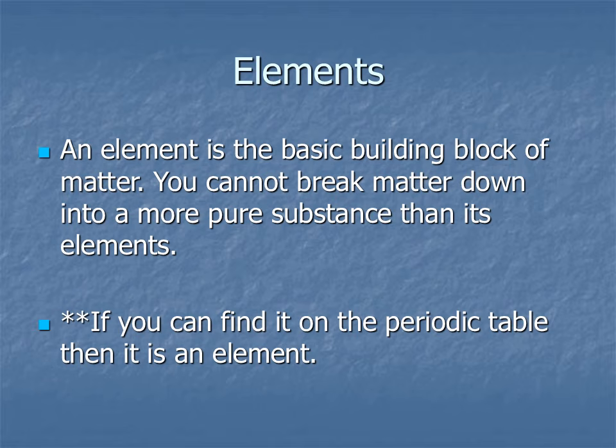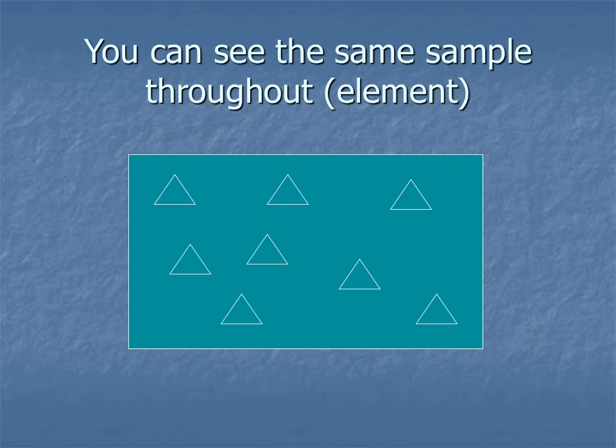All right, an element is the basic building block of matter. You can't break matter down any farther than into an element. So it is its most pure substance. Now, elements are made up of protons, neutrons, and electrons, but as far as breaking it down into anything that's more pure, an element is the purest that it gets. And if you can find it on the periodic table, then it's an element. So that means all elements are pure substances.